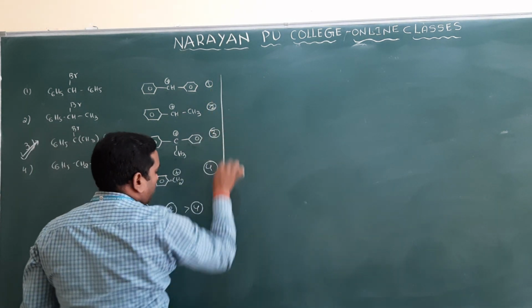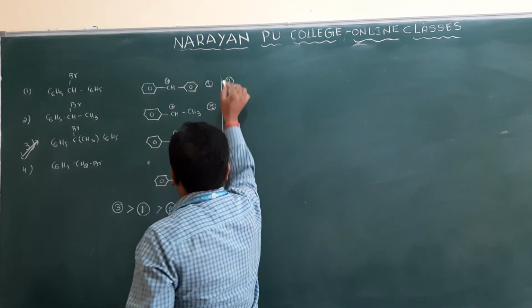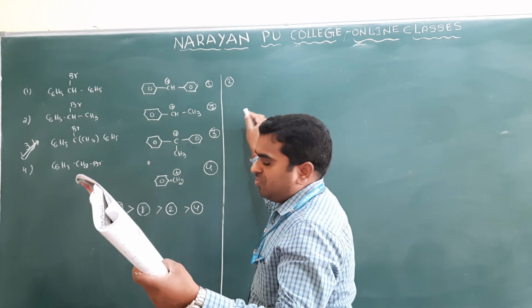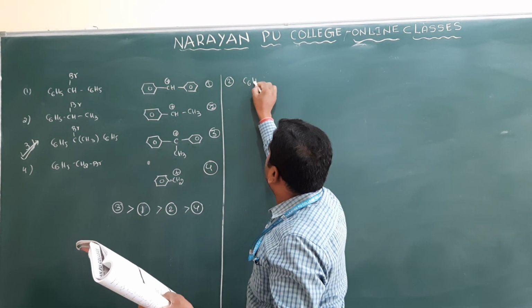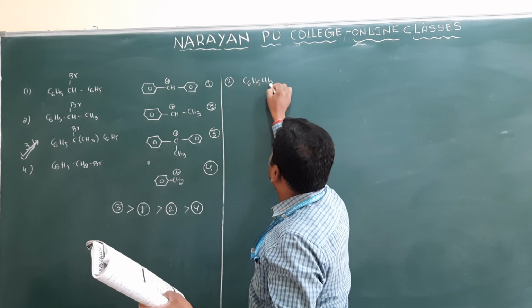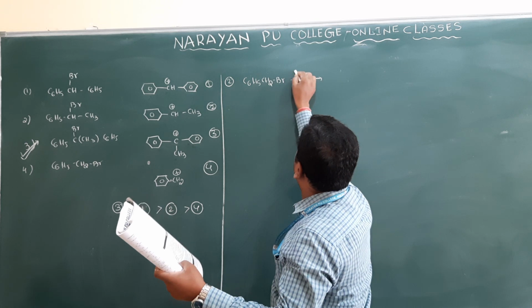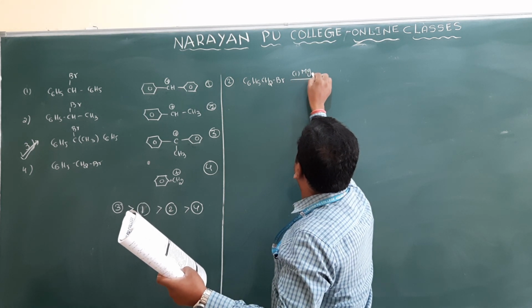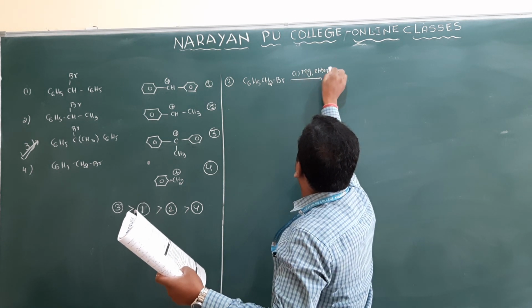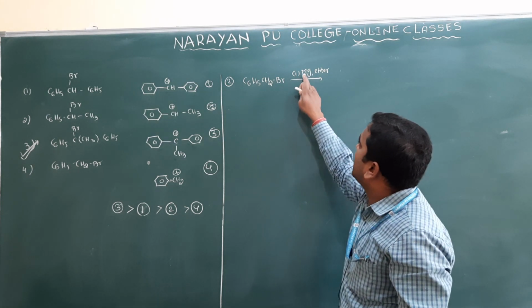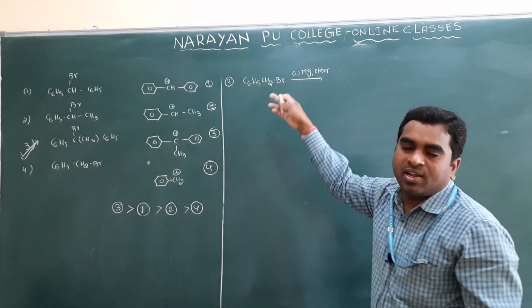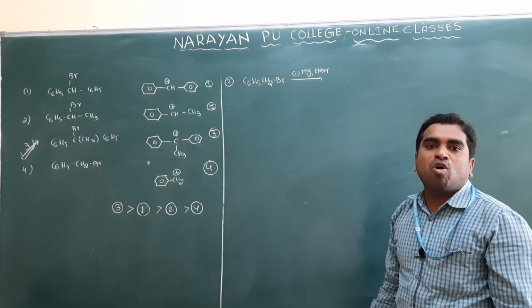Coming to question number 2 here. What is question number 2? So it is a very important question, most of the time they are asking, and very easy also. C6H5CH2Br is treated with, first one, magnesium and ether. You know alkyl halides, magnesium and ether. What is this one? Preparation of Grignard reagent.